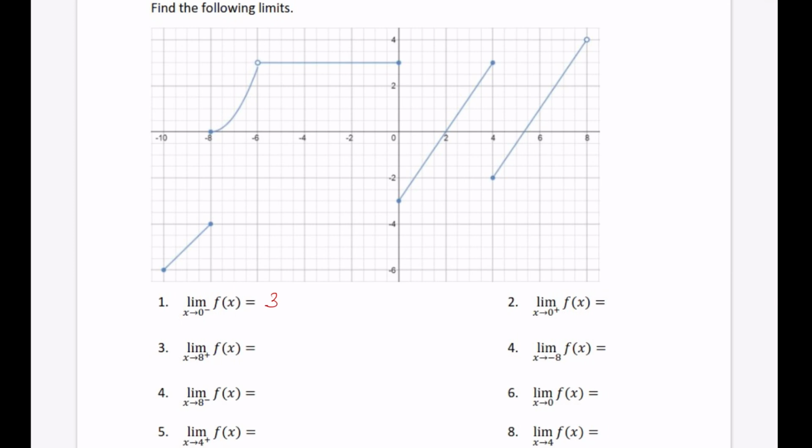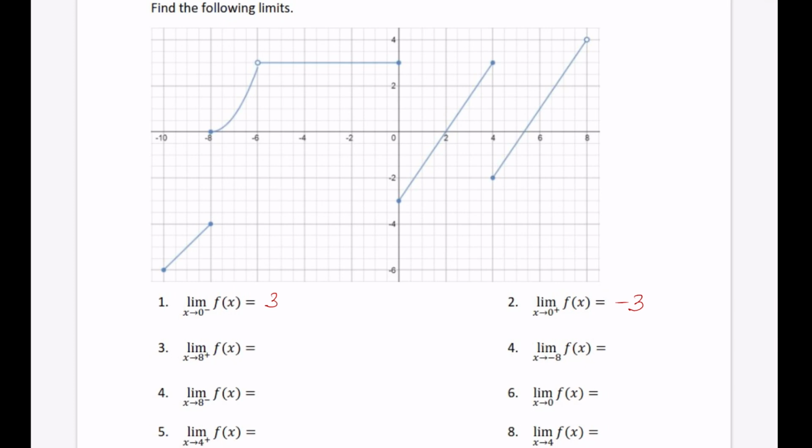Question 2, it says we should find the limit of f of x as x approaches 0 from the right. So again, this is 0. This is the right side of 0. These are the graphs on the right side of 0. This is the one closest. As we approach 0 from the right, the value we have here is negative 3. So clearly, you can see that the left-sided limit and the right-sided limit are not the same. So the limit as x approaches 0 does not exist.